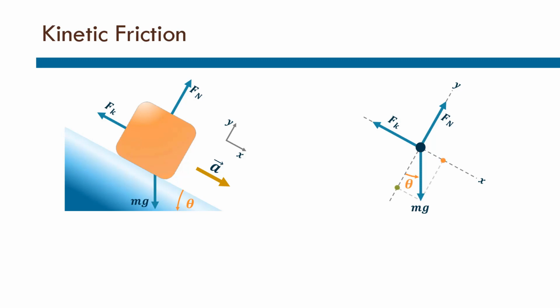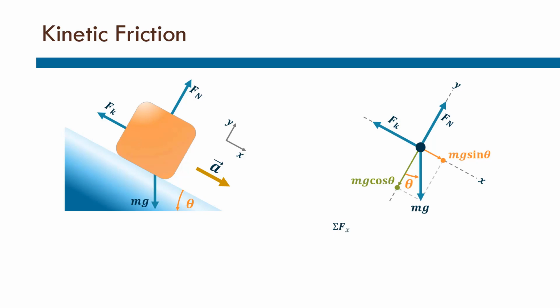The mg is the hypotenuse, and now you have to find out what these components are. The x component is going to be mg sine theta. The y component is going to be mg cosine theta. So now mg is resolved along x and y, and now you can start working on your Newton's second law.